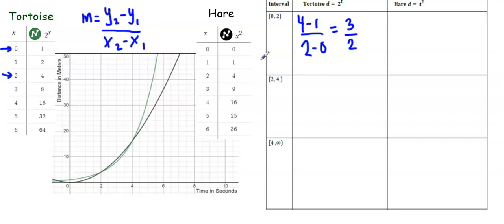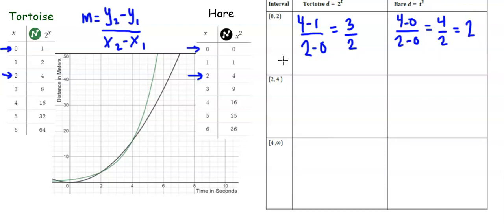Now let's do the same thing for the hare. So I'm looking where x equals 0 and x equals 2. I'll subtract the y's in the numerator, 4 minus 0, and the x values in the denominator, 2 minus 0, and I get 4 over 2, or just 2. So here the hare has the larger rate of change.